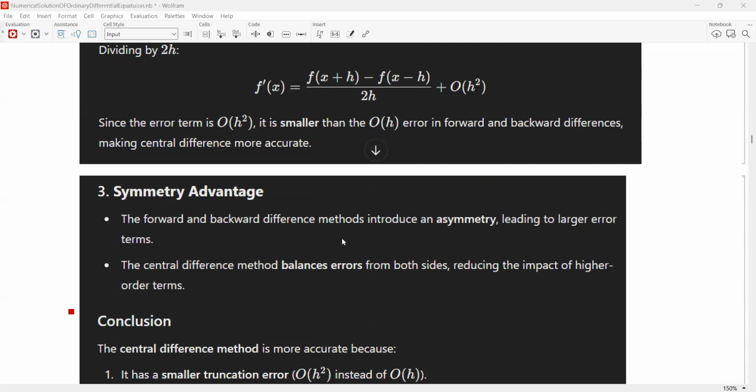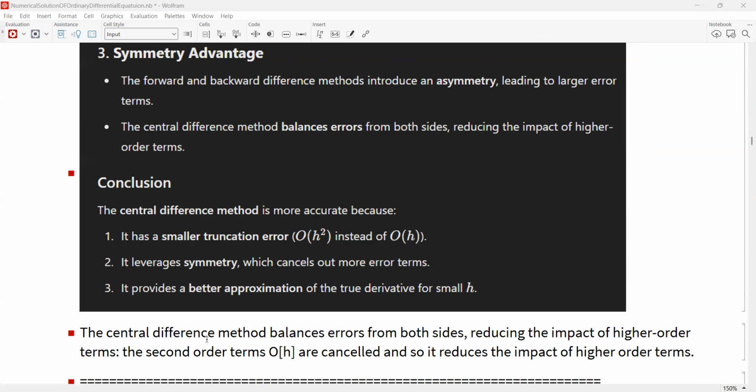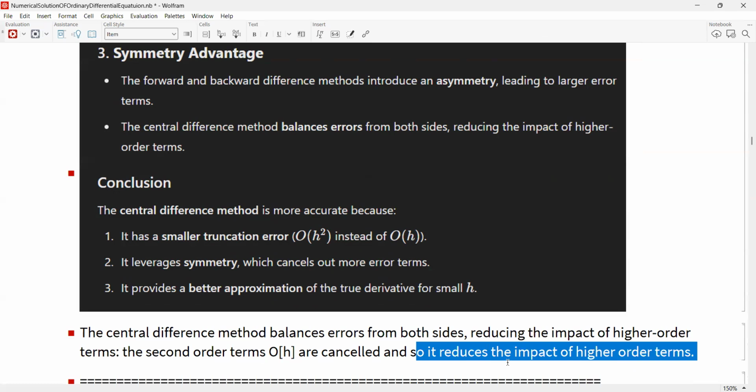Okay, so the symmetry advantage. The forward and backward difference methods introduce asymmetry, leading to larger terms. The central difference method balances error from both sides, reducing the impact of higher order terms. So we have an explanation for this central difference method. It balances error from both sides, reducing the impact of higher order terms. The second order terms, O(h), are cancelled, and so it reduces the impact of higher order terms.